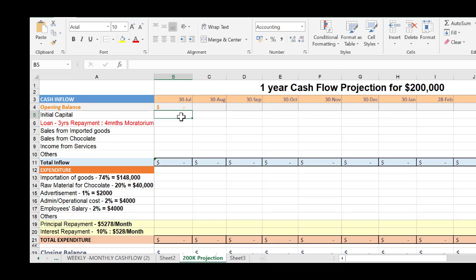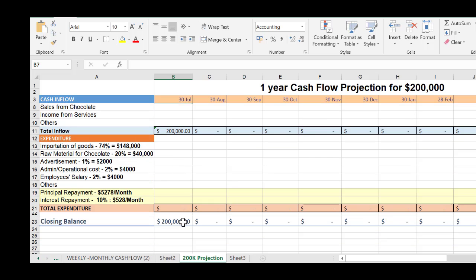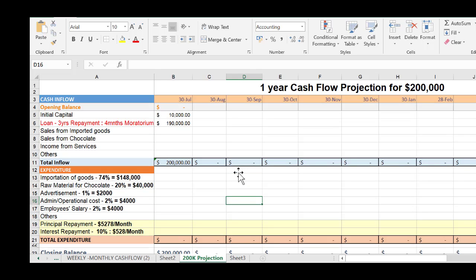My initial capital, here we assume my initial capital to be $10,000. Alright, then I am looking for $190,000 loan. So my total inflow for the beginning is $200,000, while my closing balance is $200,000. Kindly pay attention here. We don't have anything in our expenditure because we've not started spending the money.